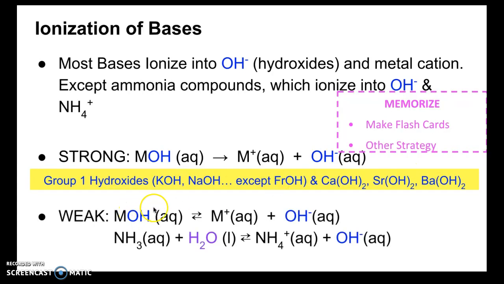On the other hand, for weak bases, anything else that's not on this list will be considered weak, and we use these double arrows. Amines are also considered weak bases, so just all amines are weak bases.